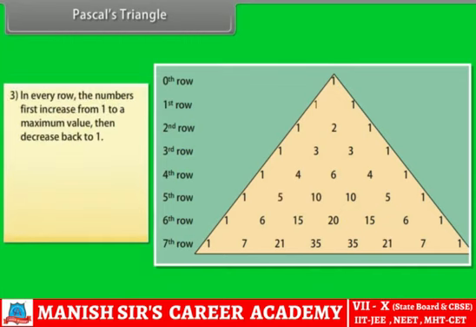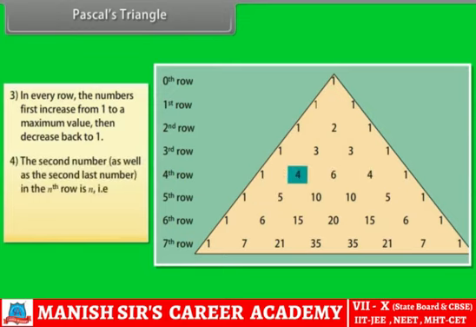In every row, the numbers first increase from 1 to a maximum value, then decrease back to 1. The second number as well as the second last number in the nth row is n, that is, nC1 is equal to nC(n-1), which is equal to n.